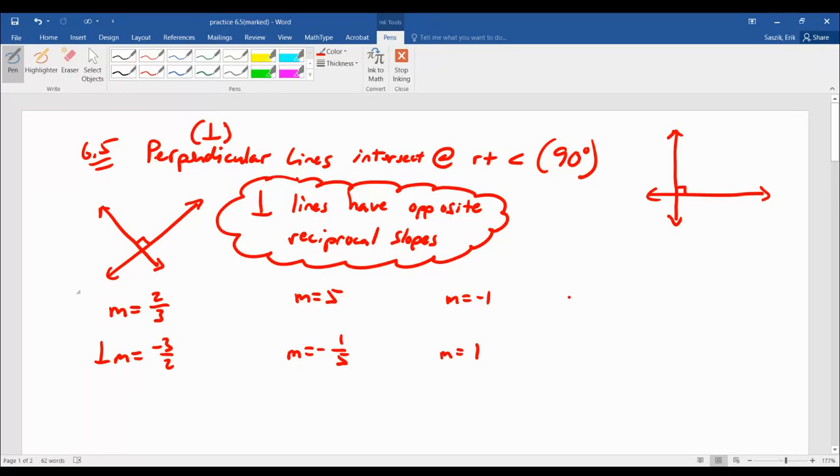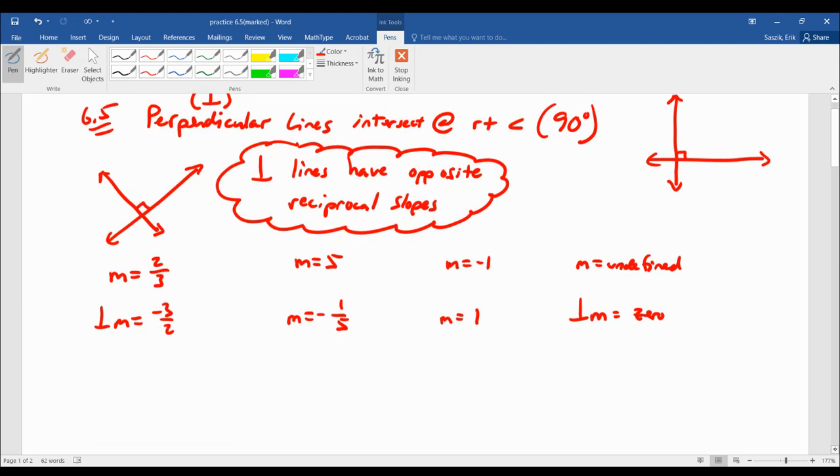Now, there's another unique case here. If you have a slope that's undefined, the perpendicular slope to that would be 0. Okay, so a horizontal line, which has a slope of 0, and a vertical line, which has a slope that's undefined, they're going to be right angles. They're going to be perpendicular.